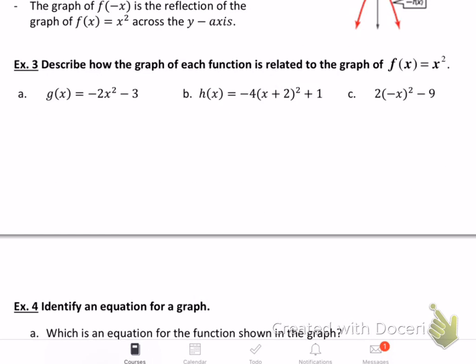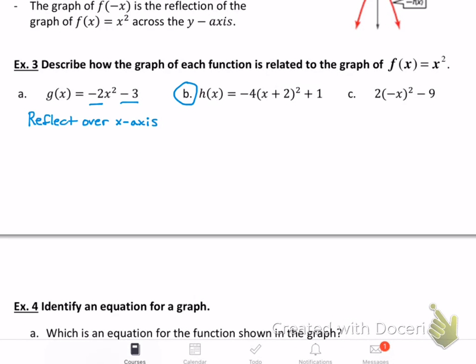I'm actually going to do A and C, and then you're going to do B for homework. So for A, I got lots of things going on here. I have a negative, I have a 2, and I have a minus 3. So the negative tells me I'm going to flip. Now that's outside my function. Again, that's not part of the quadratic. So that's outside, so it's going to flip across the x-axis.